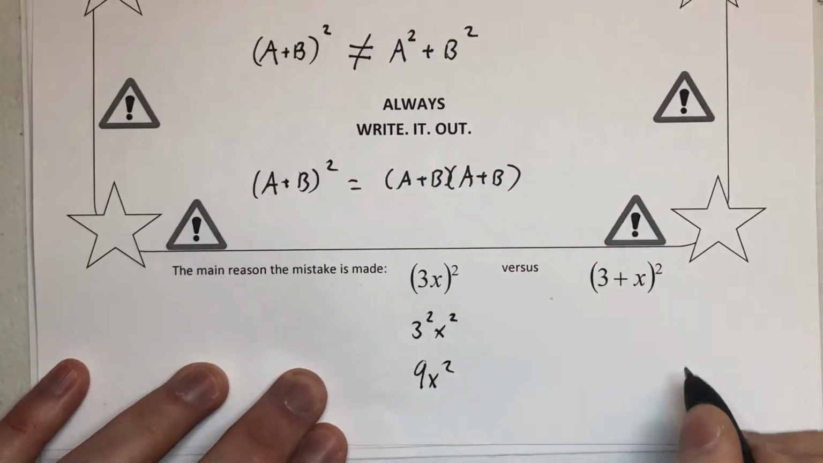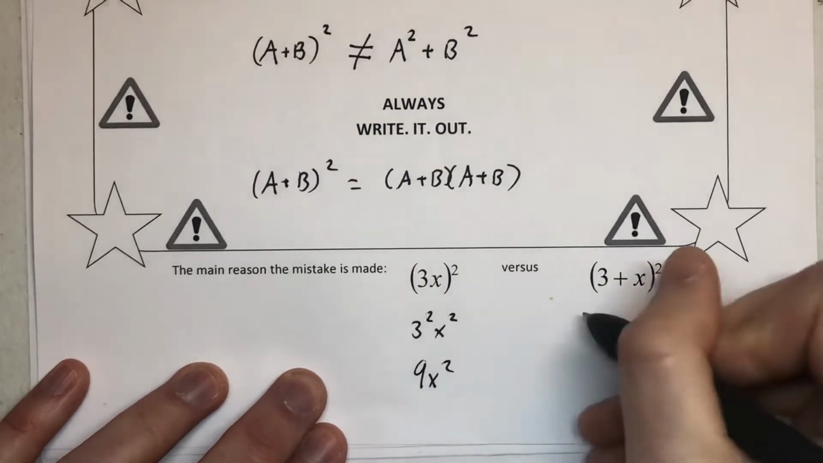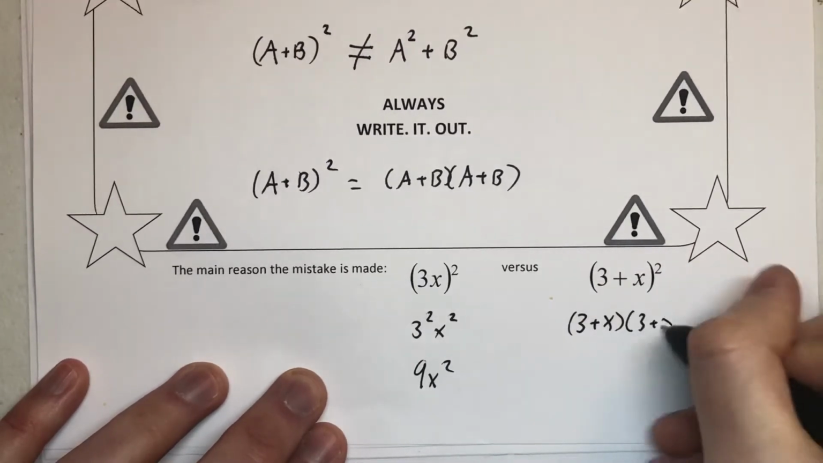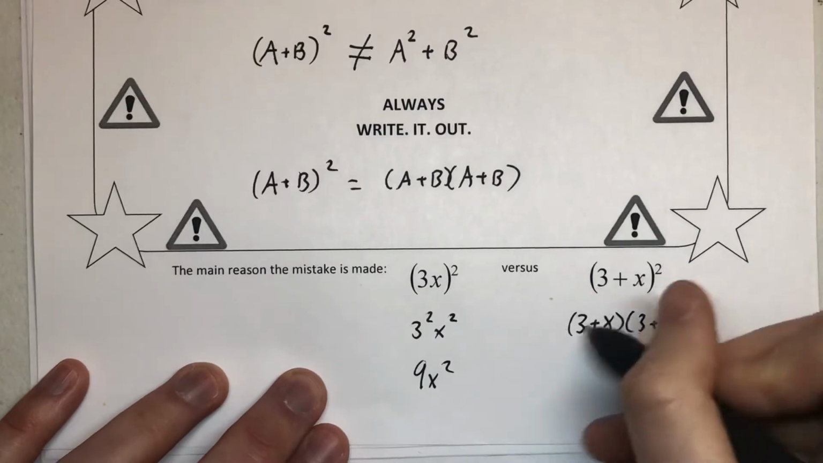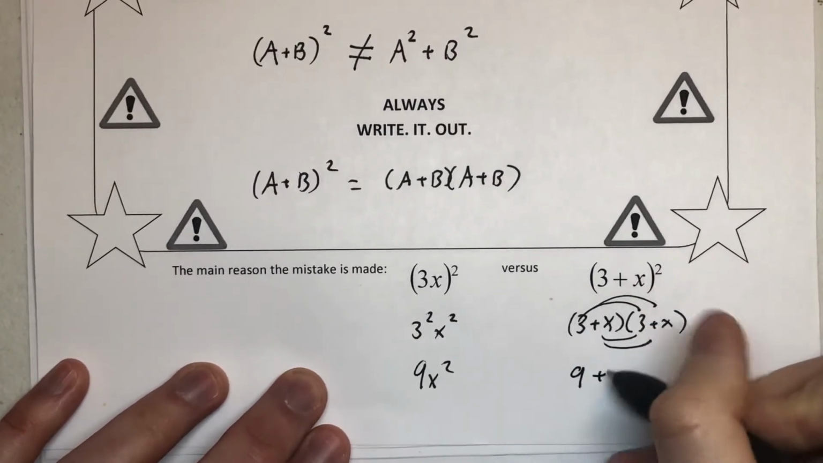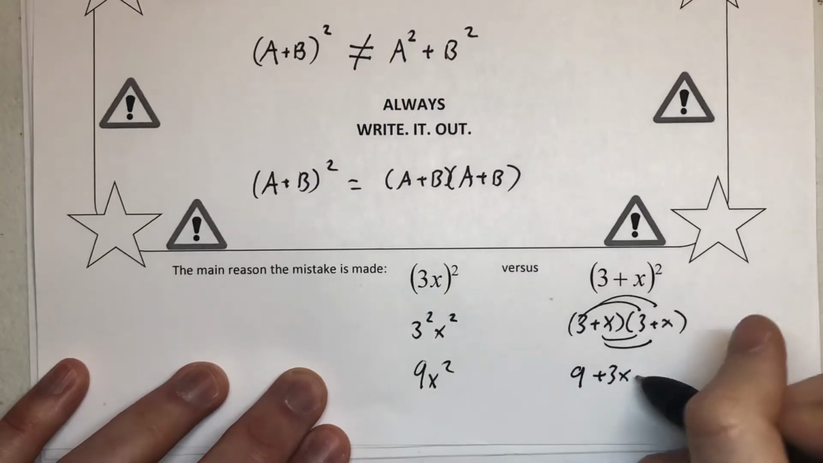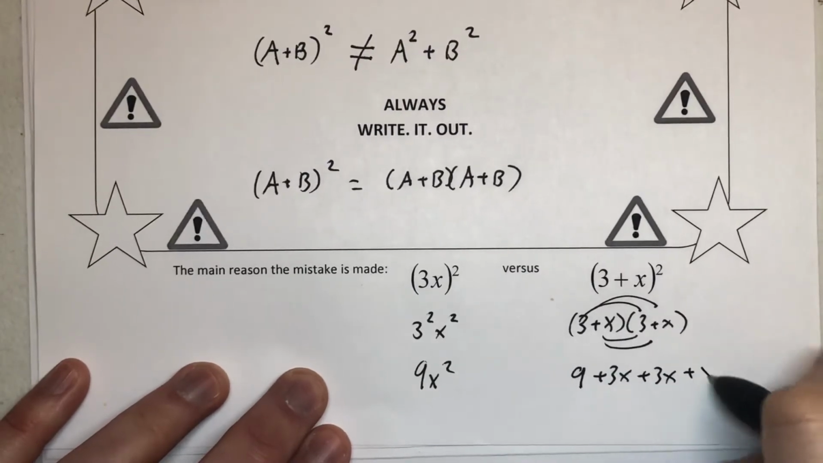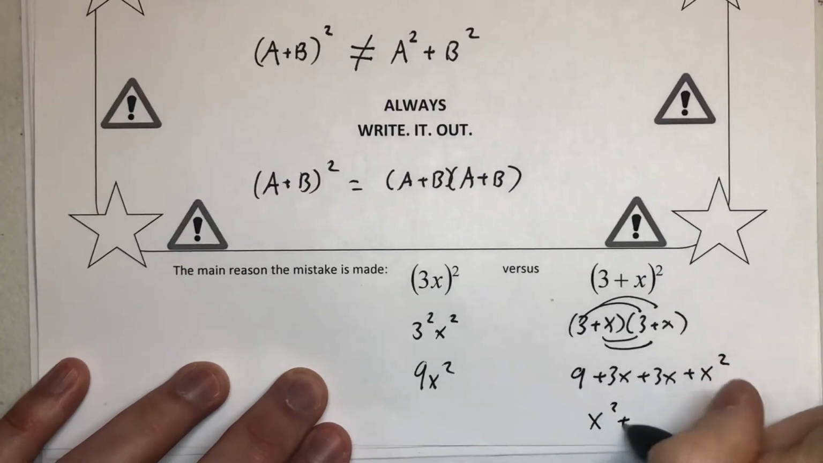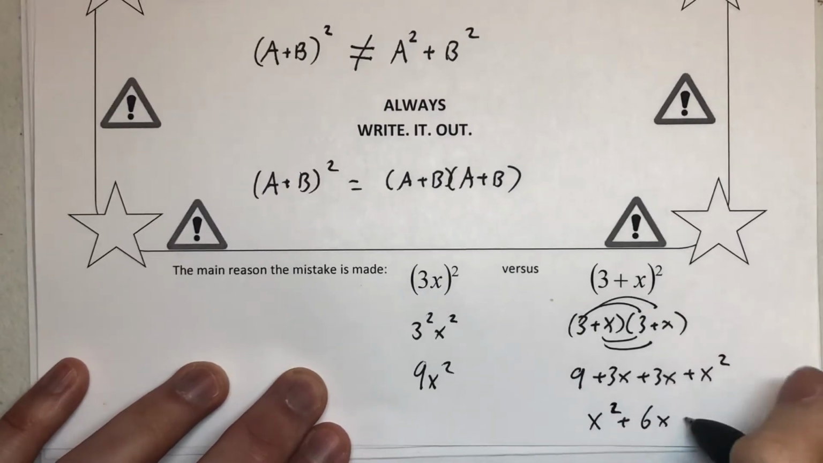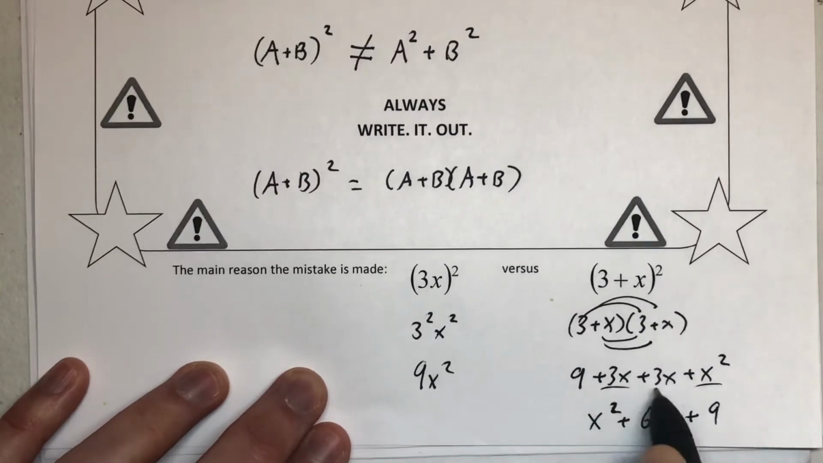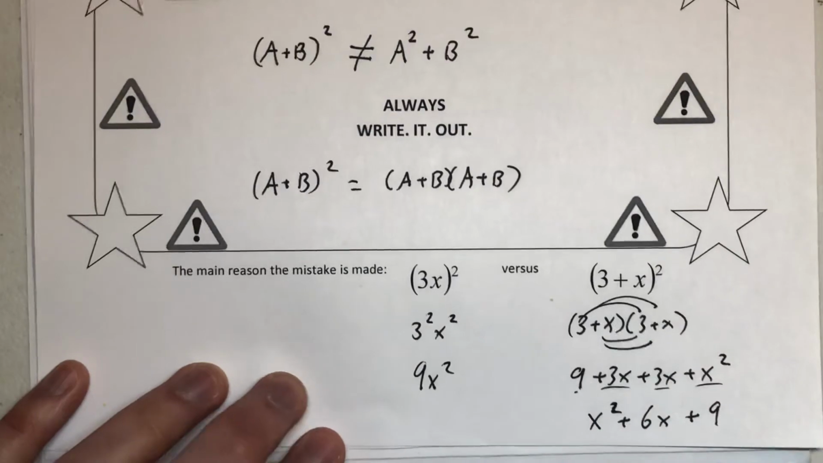Here, we cannot do that. We cannot square each piece. We would need to either use the formulas above or write it out, right? 3, and then do your 4 arcs. 3 times 3 is 9, 3 times x is 3x, another 3 times x is 3x, and an x times x is an x squared, giving me x squared plus 6x plus 9. If I bring the x squared up front, combine those like terms, and bring that 9 out back.